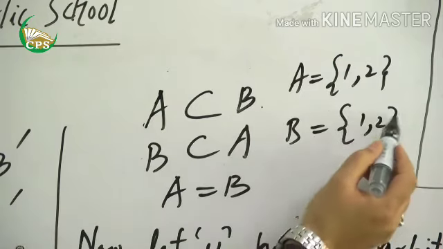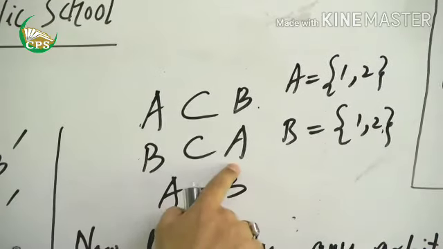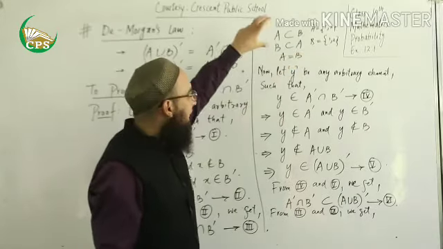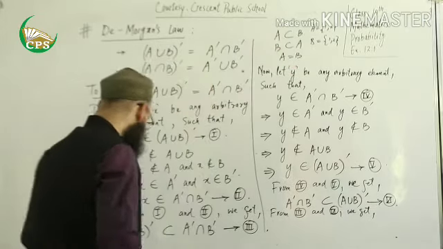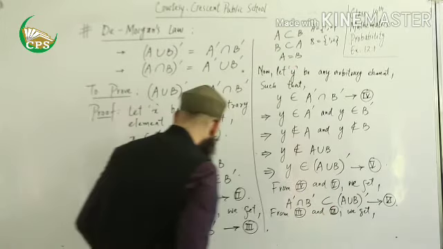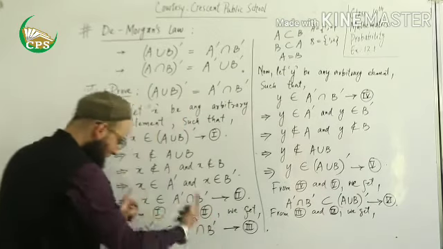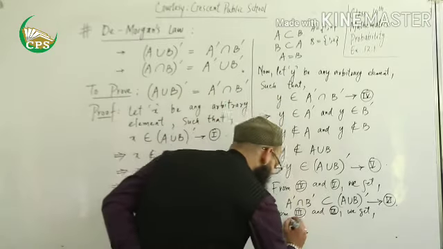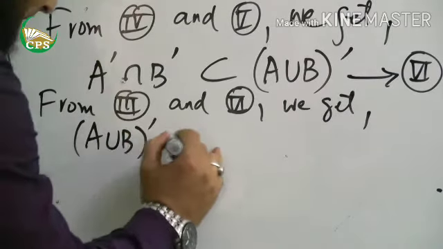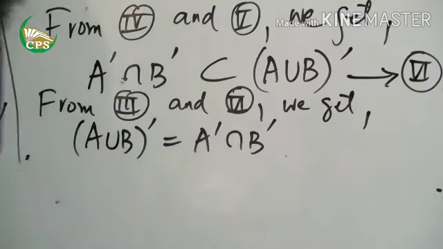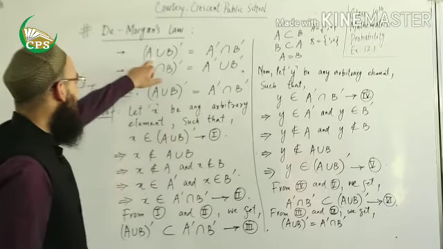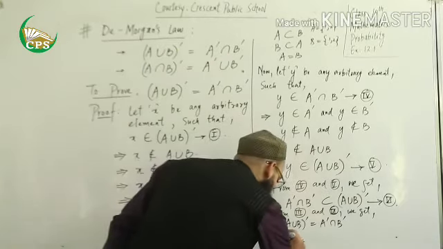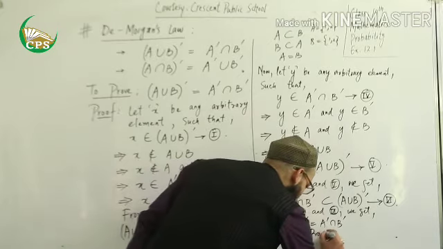If I write an extra 3 here, now when I say all the elements of B are contained in A, no, because 3 is not contained in A. So this is possible only if A is equal to B. So from this and this, what did you get? This is a subset of this and this is a subset of this. That means these are equal sets. From third and sixth we get A union B whole complement is equal to A complement intersection B complement, and this proves your result. A union B whole complement is equal to A complement intersection B complement. Hence proved.